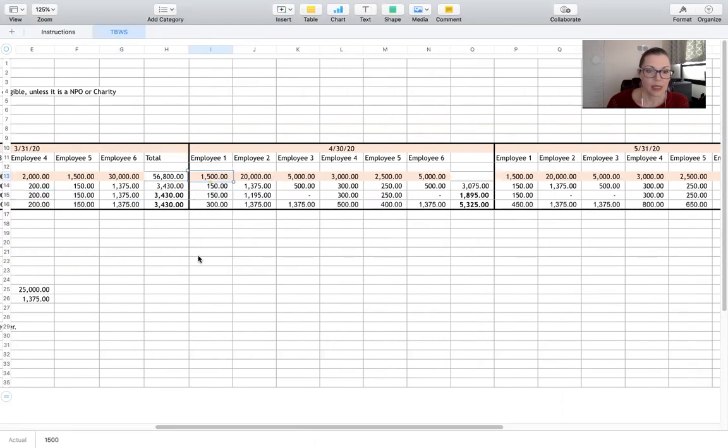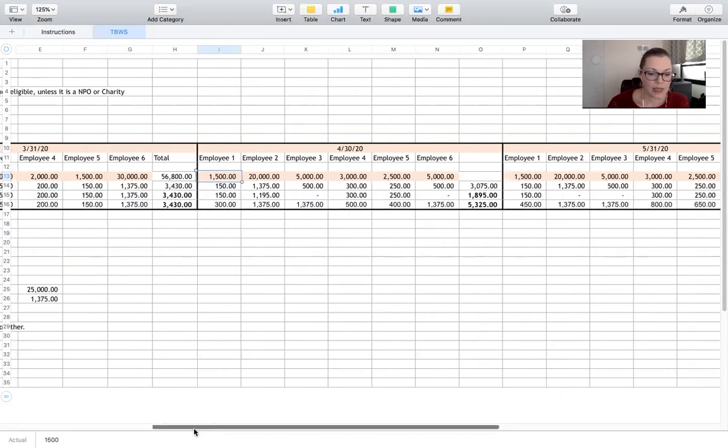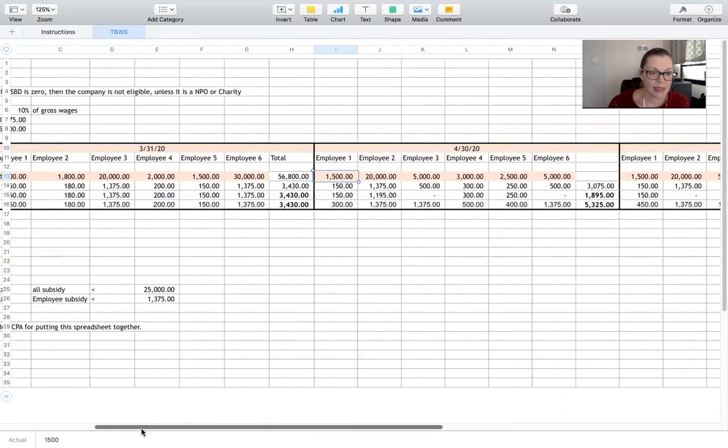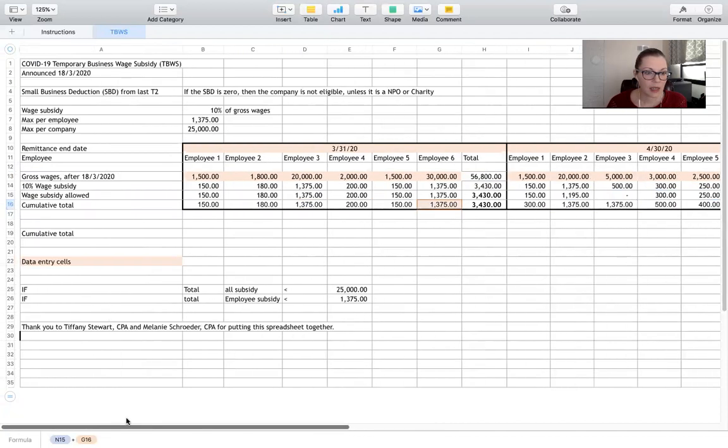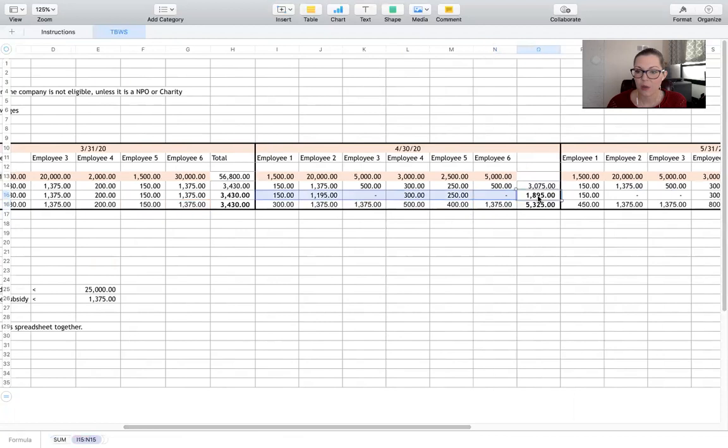Now, here, what happened was in the next pay period, employee 3 and employee 6 had already maxed out. So here they get 0, right? They've already reached the maximum of $1,375. This is a cumulative total along the bottom here for each person. And then the wage subsidy allowed is column 15 here. So the wage subsidy allowed on that next pay period is $1,895.